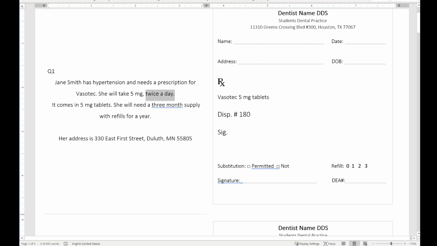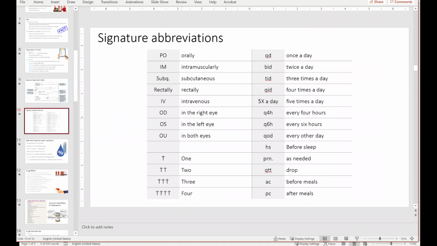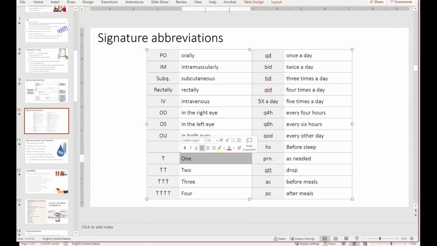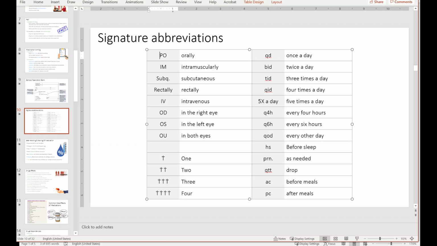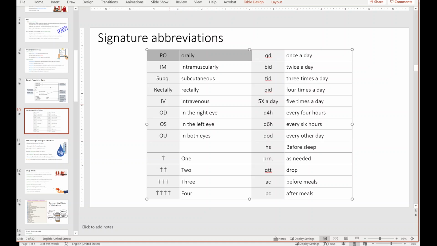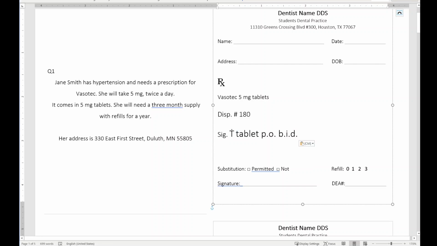Now the signature: we're telling the patient to take it twice a day, right? Here we need to look for these things that we have. They need to take 1 tablet twice a day. And sometimes they would add orally to be more specific. So if we want to write that all together, the signature is 1 tablet orally twice a day, right?